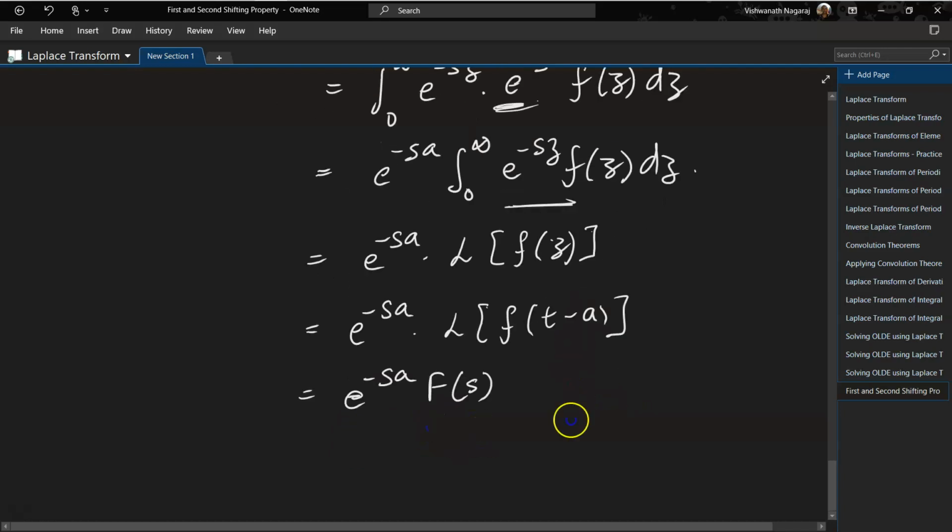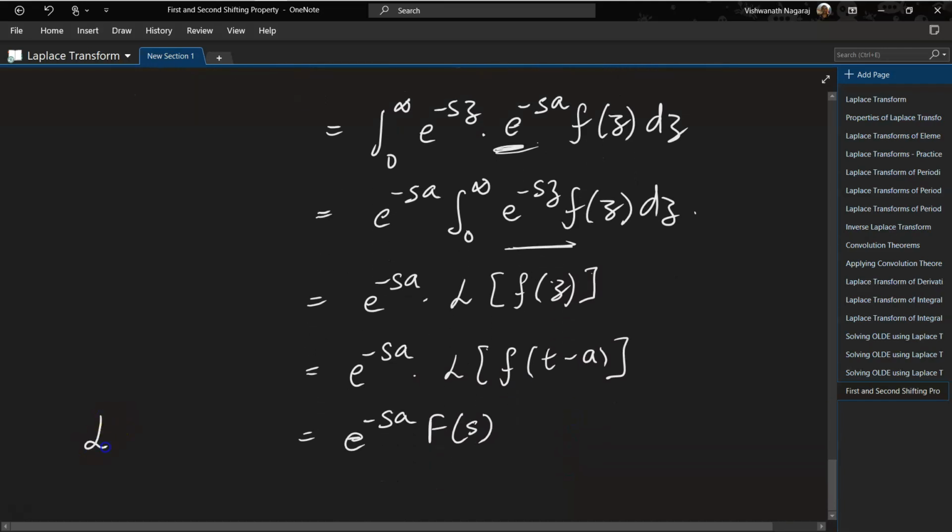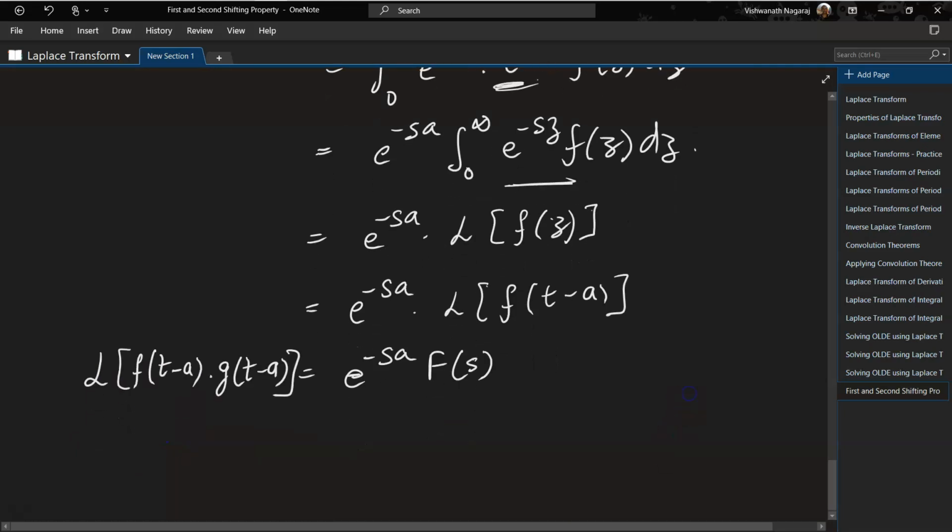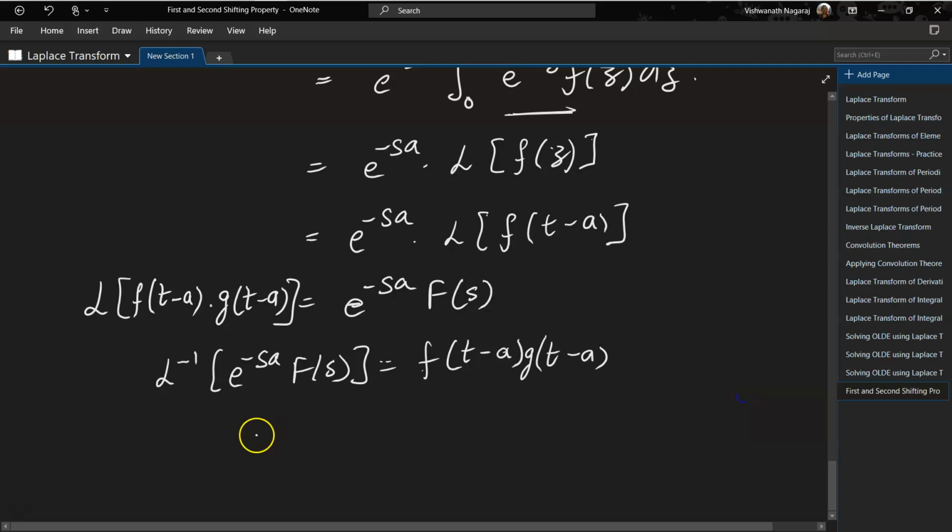Right? Now remember, whenever you have this type of a situation where you have a Laplace of something equal to something, then we can say that Laplace inverse of e to the power of minus sa capital F of s is equal to inverse Laplace of Laplace will cancel out. So we are left with f of t minus a g of t minus a. So if you know one, you know the other. So that is the second shifting property.